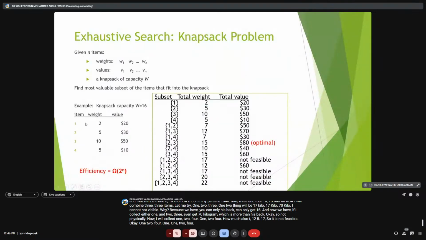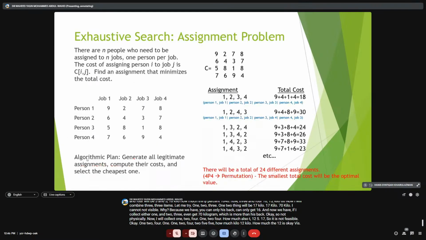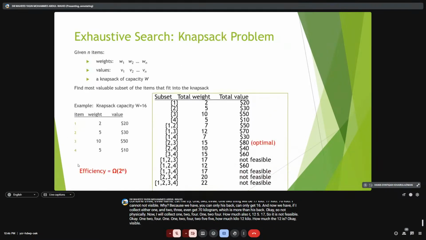Items 1, 2, 4: 2, 5, 5. How many kilo? 12 kilo. The 12 is okay, feasible. But how much will the total value be? 20 plus 30, 50 plus 10, 60. I will try 1 and 3 and 4, and this one 60.